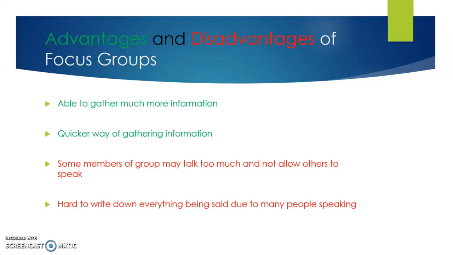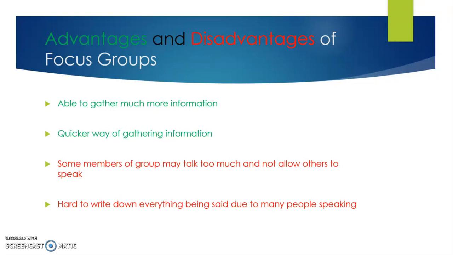So some advantages and disadvantages of focus groups. Advantages include that you can get more information due to there being more than one participant, so that you can basically gather other people's ideas and opinions. And also, this is a much quicker way of gathering information because all of the participants are all together, and so you only need to do one interview rather than having to do each participant one at a time.